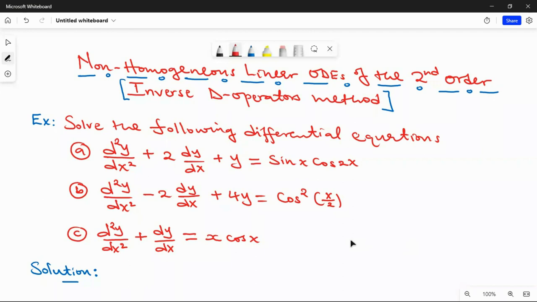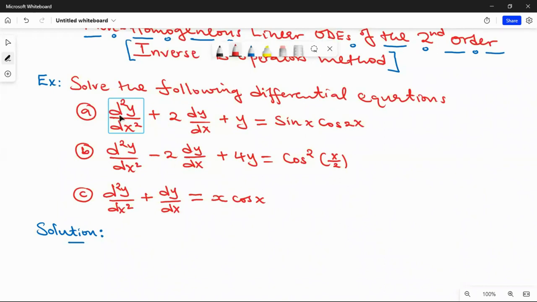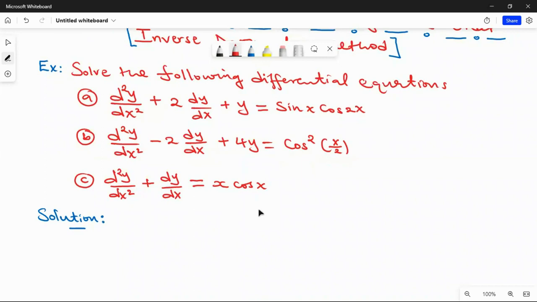We are asked to solve the following differential equations. In part A, we have d squared y over dx squared plus 2 dy over dx plus y is equal to sine x cos 2x. Part B, we have d squared y over dx squared minus 2 dy over dx plus 4y is equal to cosine squared of x over 2. And part C, we have d squared y over dx squared plus dy over dx is equal to x times cos x. So first of all, we need to write those problems in terms of the D operator.